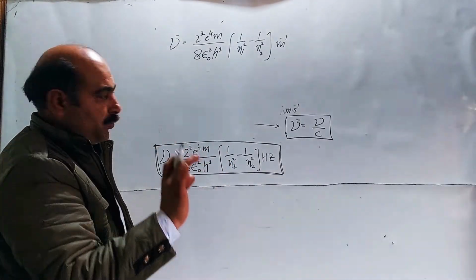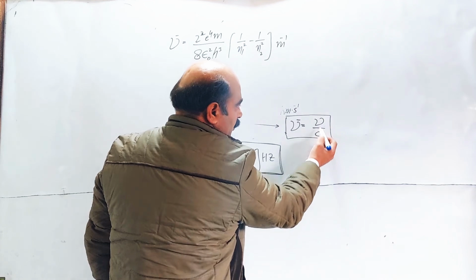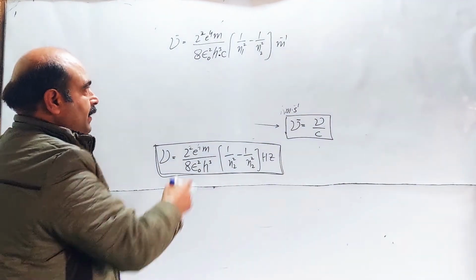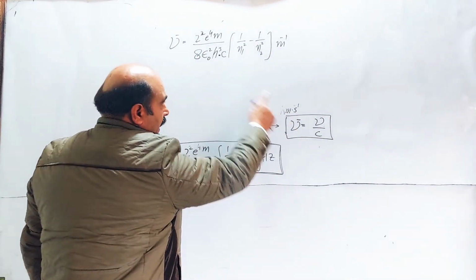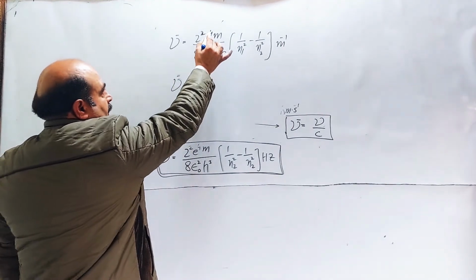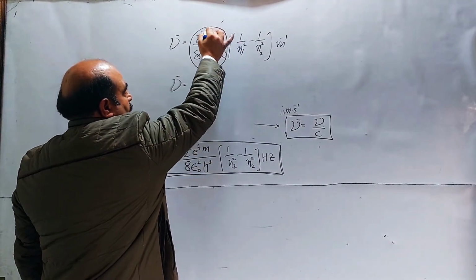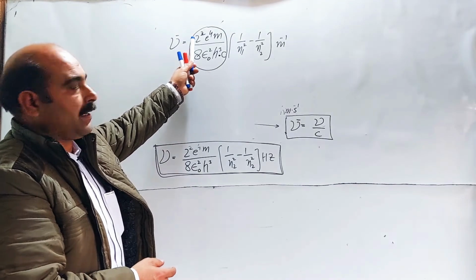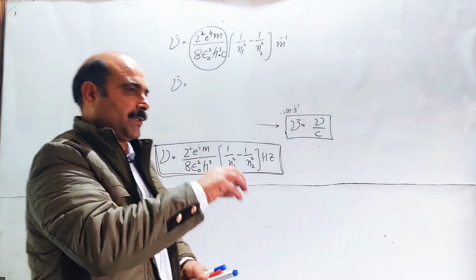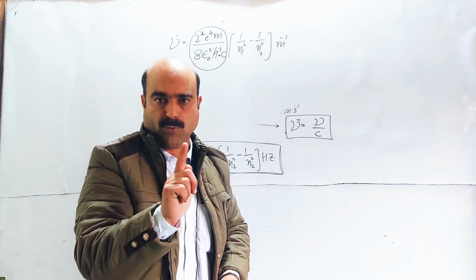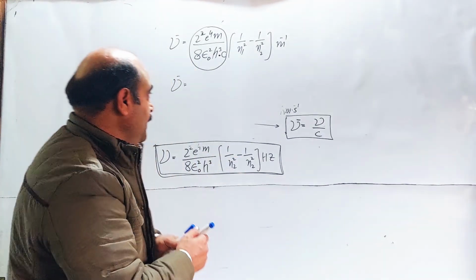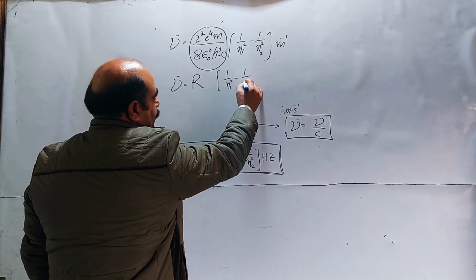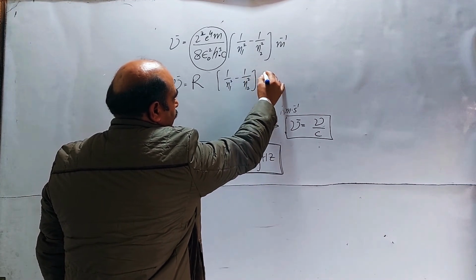Students, we put the value of frequency divided by C. Here you have to write C, and divide by C. This part is full of constants. All these are constants: hydrogen, the power of Z atomic number, and the rest are constants. All these constants have been represented by a single constant, and that constant is R, multiplied by 1 over n1 squared minus 1 over n2 squared per meter.